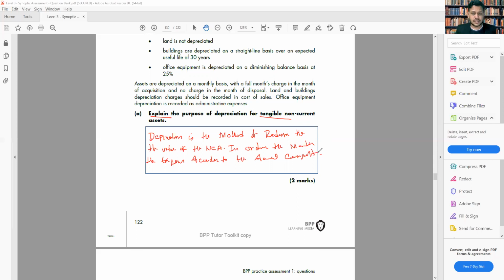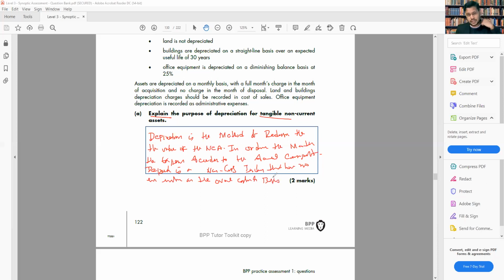So if you write these 2 lines, that's more than enough. And obviously, if you want to write a few more, if the information is correct, for example, you can say depreciation is a non-cash item that has no impact on the overall cash flow of the business.